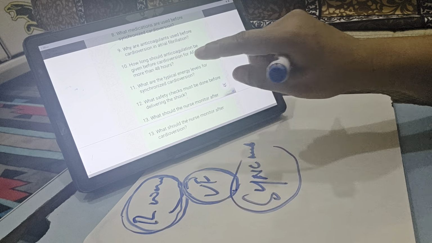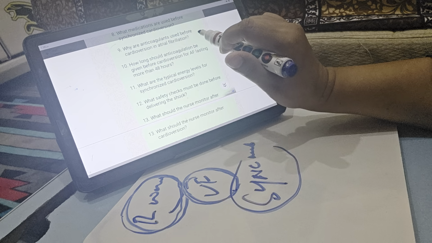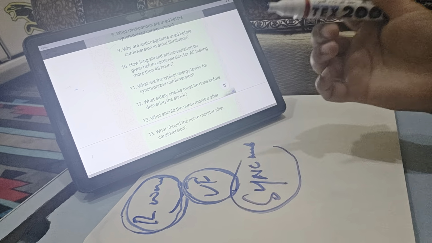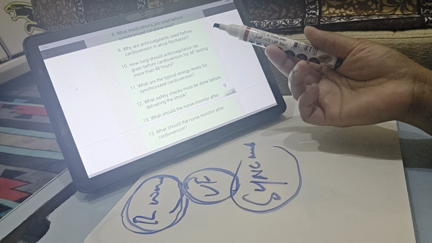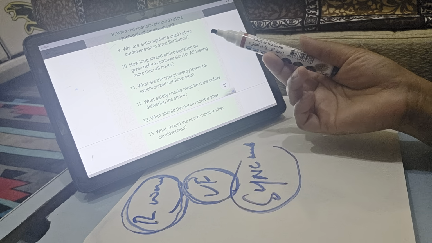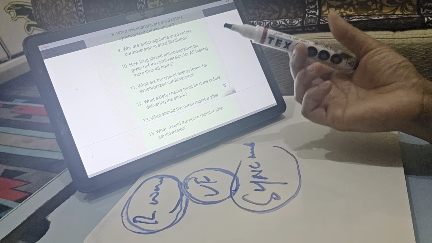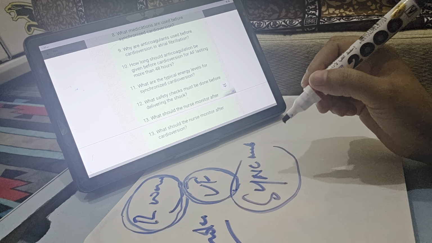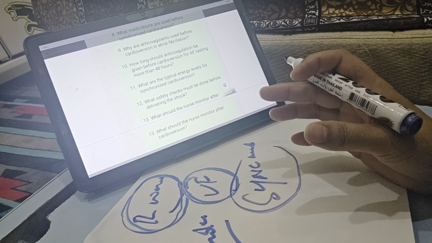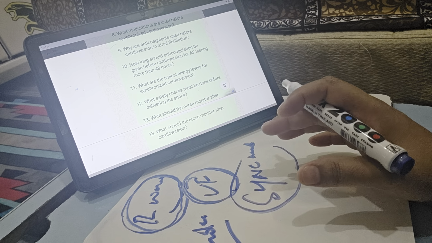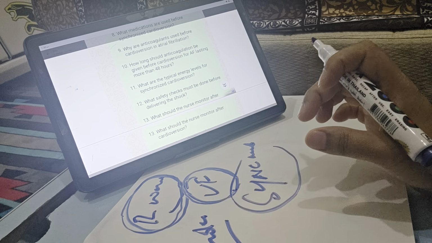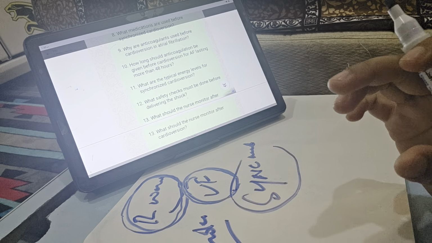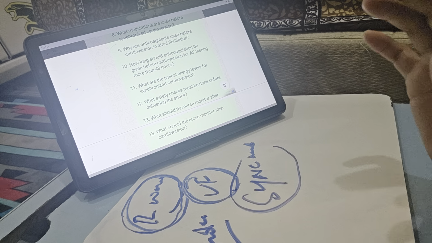Flashcard number 9: why are anticoagulants used before cardioversion in atrial fibrillation? We use anticoagulants in atrial fibrillation before cardioversion to prevent stroke, caused by dislodging blood clots in the atria during cardioversion. If we do not use anticoagulants and give cardioversion, the blood clot can travel and cause a stroke.